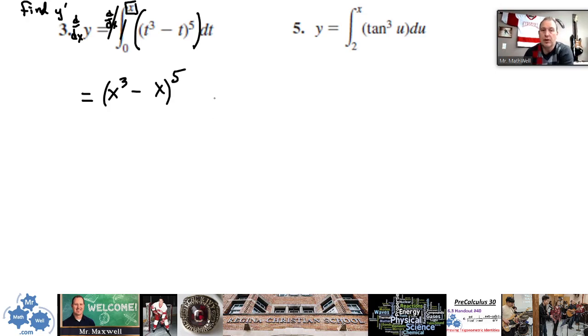Okay? Over here, if I take the derivative, d dx, or dy over dx, I take the derivative of both sides. Well, the derivative and the integral kind of cancel each other out. I have a constant here, that's good. And I have a variable here. So guess what? The derivative of this integral is tan cubed of x.